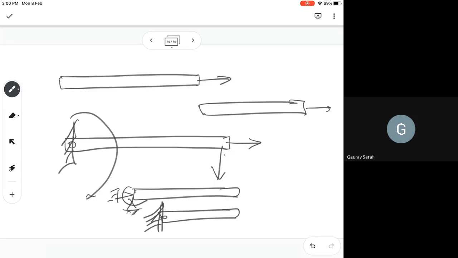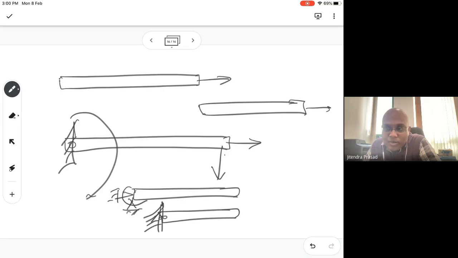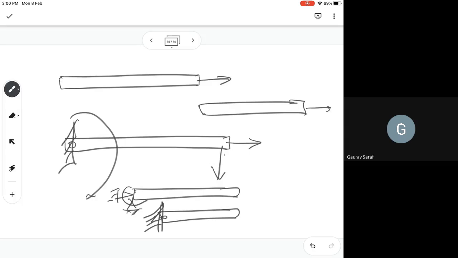Yes, sir. It's clear, sir. So that means the boundary condition will be based on how many degrees of freedom you have. Got it? Yes, sir. Yes.